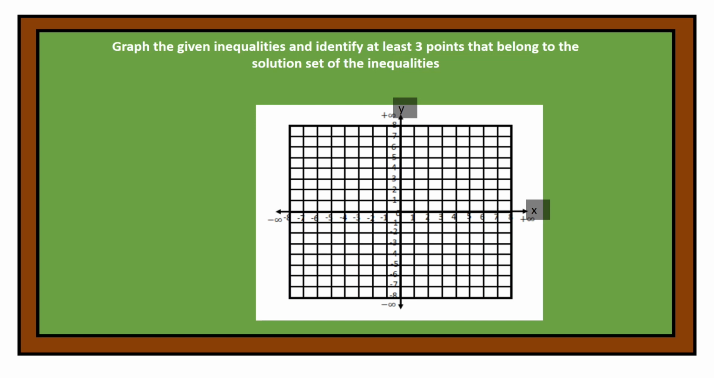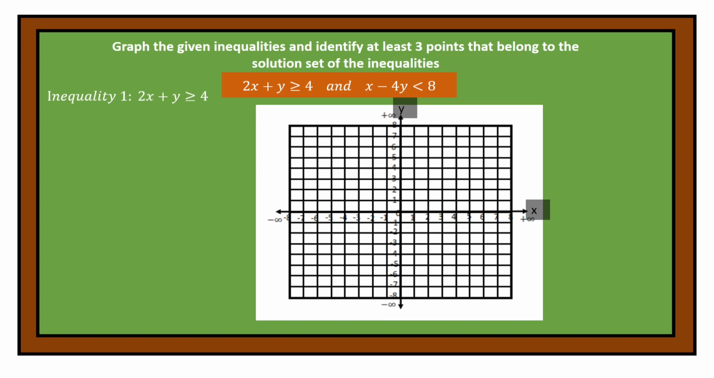Let us answer this activity. Graph the given inequalities and identify at least 3 points that belong to the solution set of the inequalities. So, ang given natin ay 2x plus y is greater than or equal to 4 and x minus 4y is less than or equal to 8. So, pwede niyong panoorin ang nauna nating na-upload na video about graph of linear inequalities in two variables.